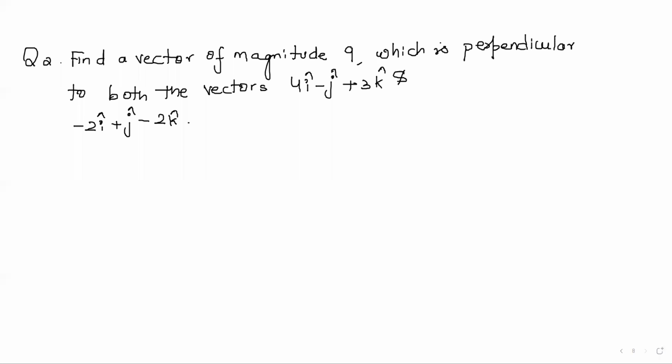Is it minus 1 by 9 i cap plus 2 by 9 j cap plus 1 by 3 k cap? No, that's not correct. The final answer is minus 3i cap plus 6j cap plus 6k cap. Okay, please try to check this.